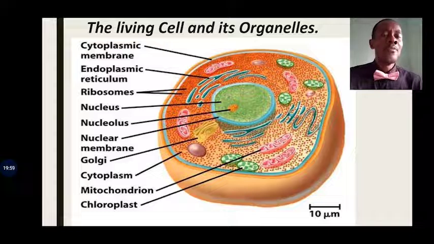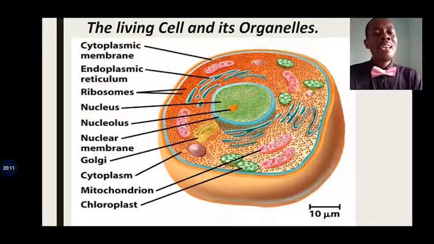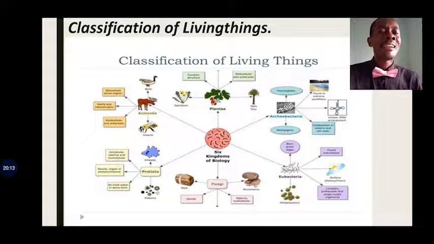On how to follow it up. So this is just one aspect where biology has influenced agriculture in such a positive way. Now, the next thing we're going to look at is classification of living things.